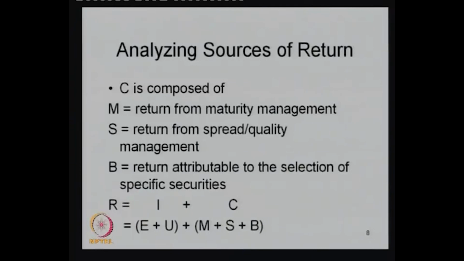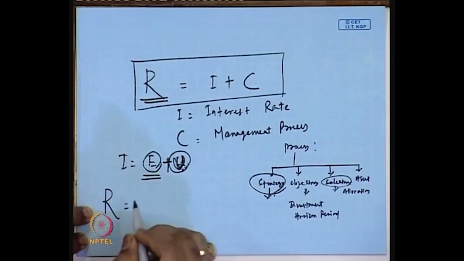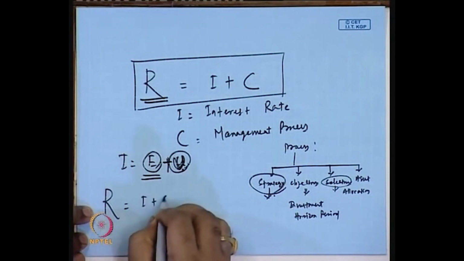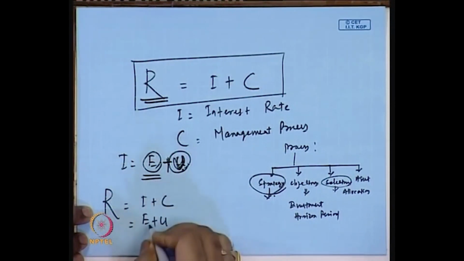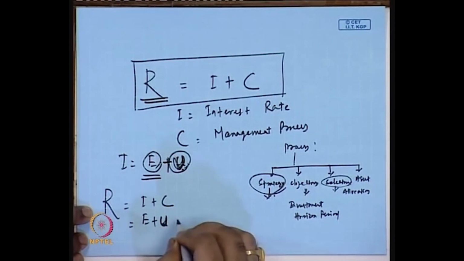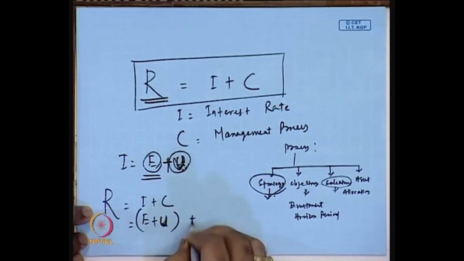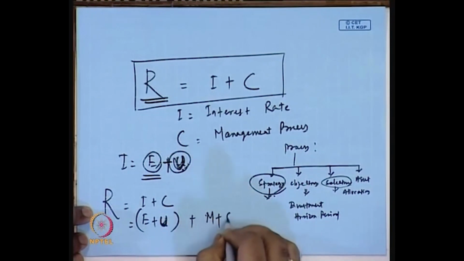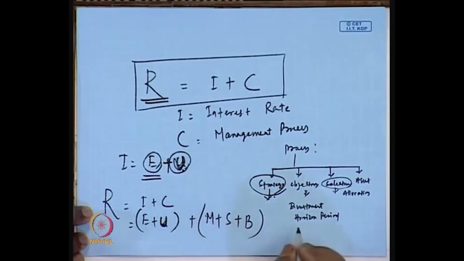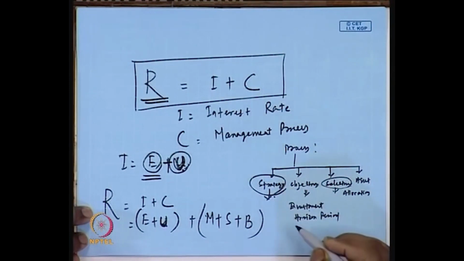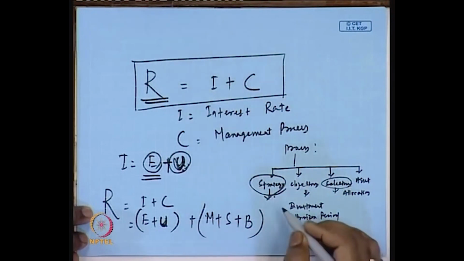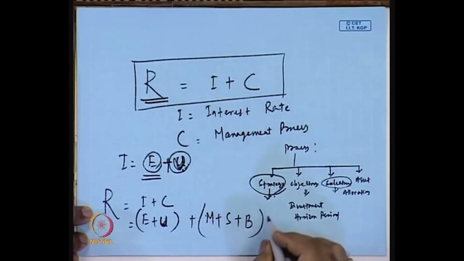So, finally, the return from the portfolio should be I plus C, and I represents E plus U, the expected component and the unexpected component. Then the C component is M plus S plus B, where M stands for maturity management, which talks about the objectives, and S is the quality management, which covers strategy as well as asset allocation.